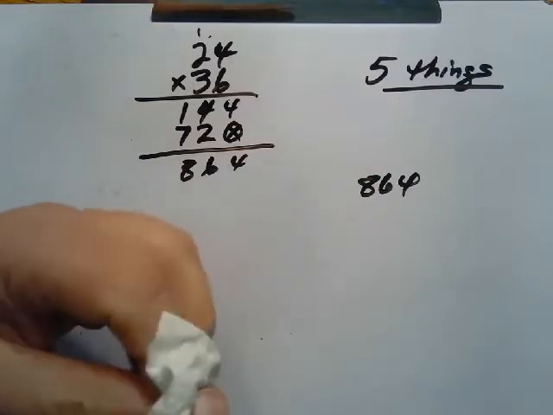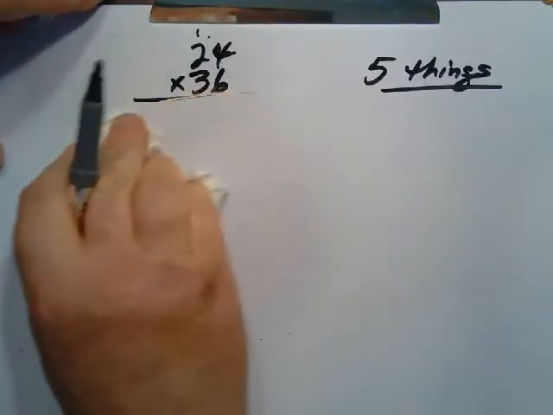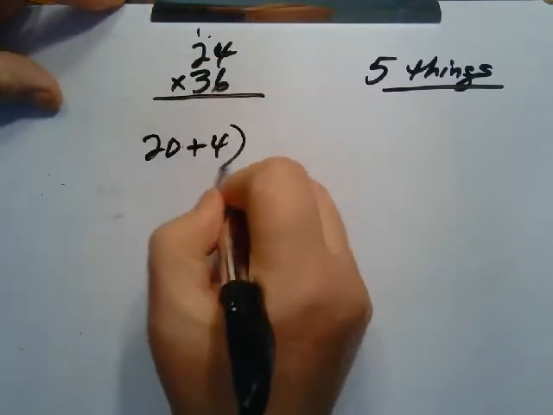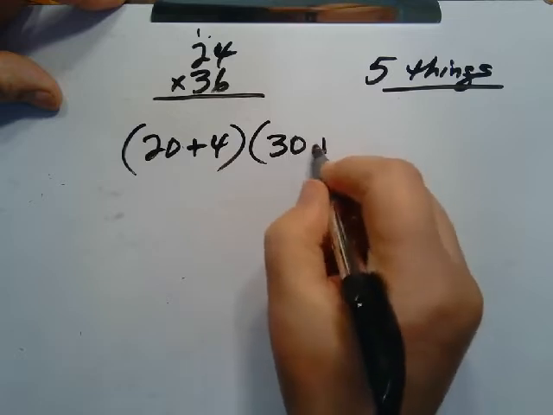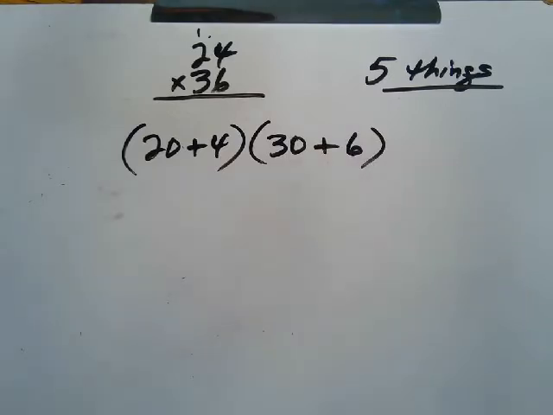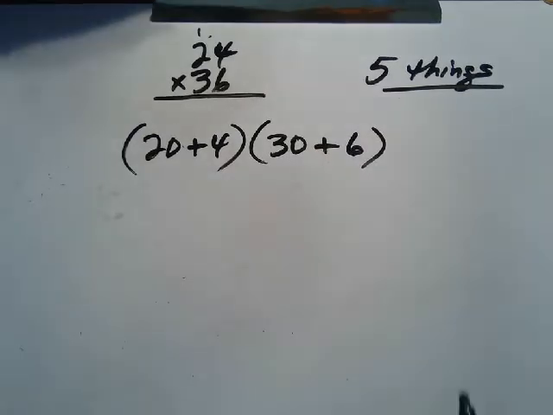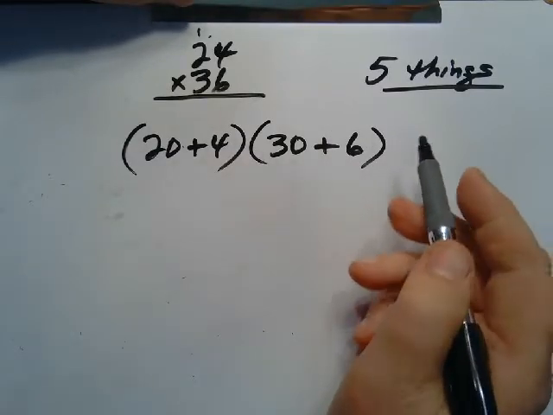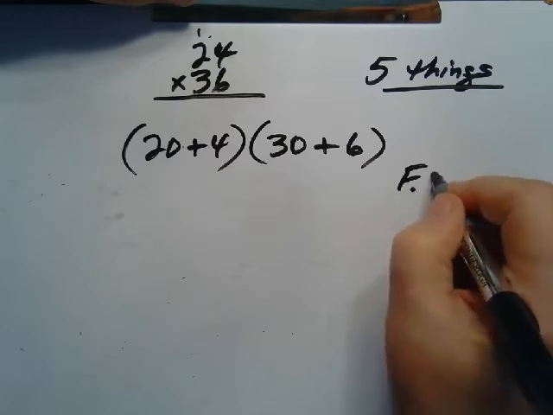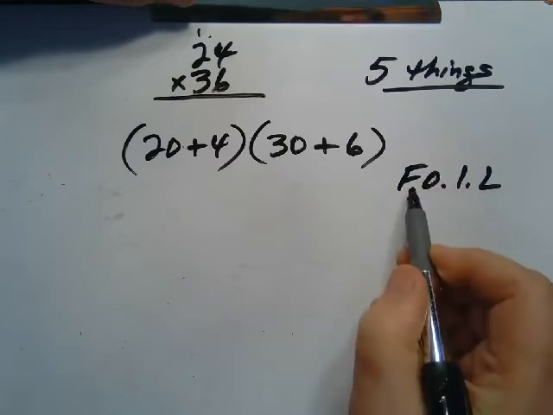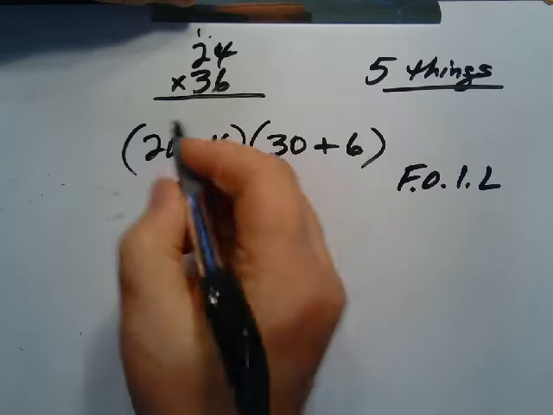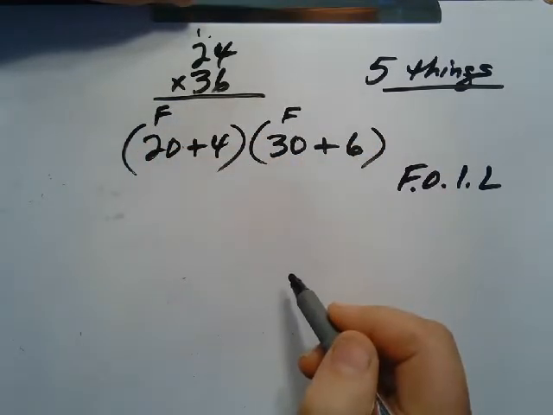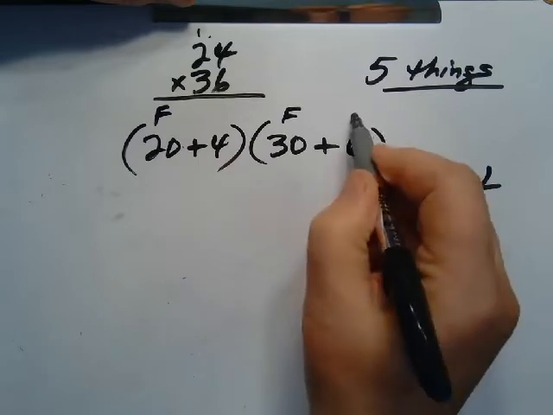Just to make a point here, let's do this a different way. Watch this. What if we wrote this as 20 plus 4 and 30 plus 6? This is the form that you're going to be in when you multiply polynomials. We're going to do it the same way we did it before, and I'm going to do it in a manner called FOIL, F-O-I-L. The first number in each group is F. The last number in each group we'll call L.